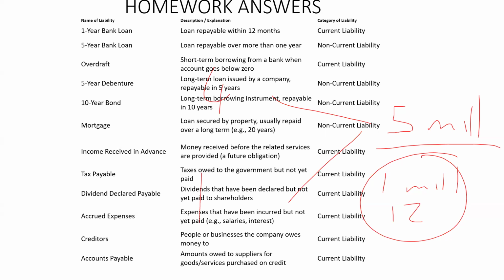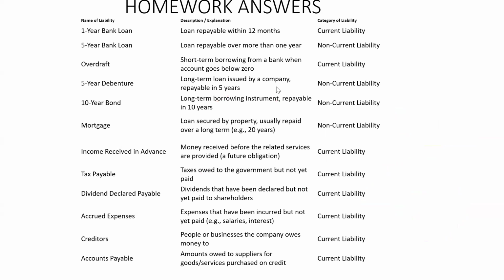Most overdrafts, we regard them as short term because overdrafts are paid for within a year, right? Then if you see the word debenture, usually we consider it long term. If you see the word bond, it's usually long term. If you see the word mortgage, it's usually long term, right?